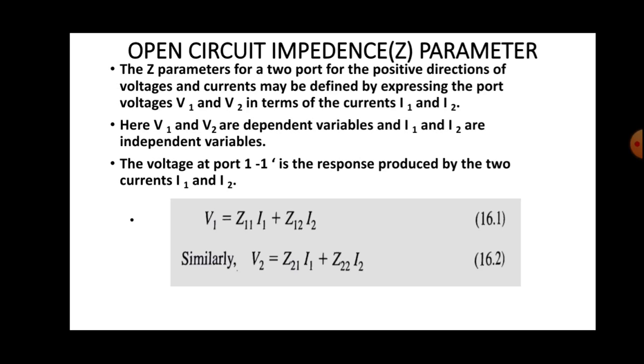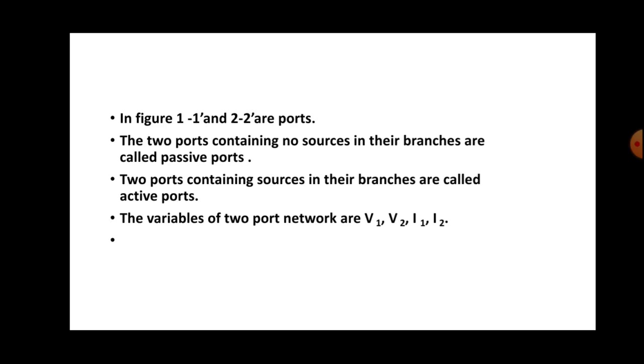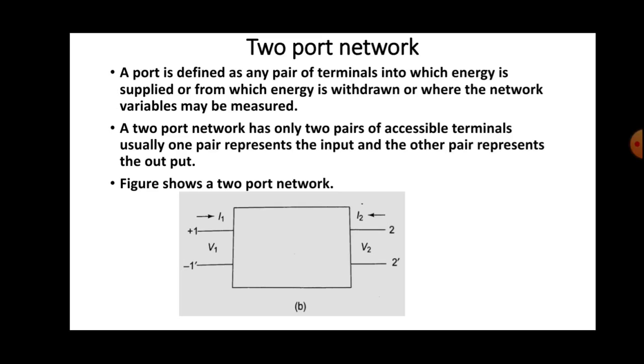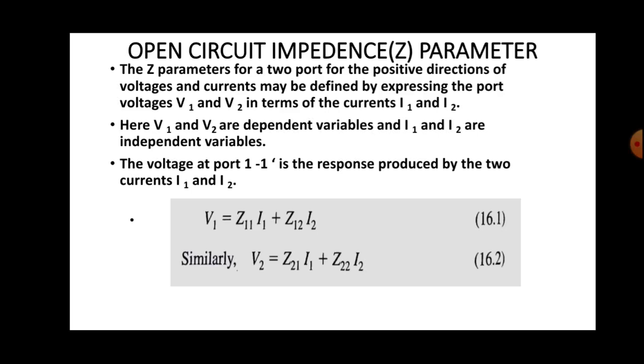The Z parameters for a two-port for the positive directions of voltages and currents may be defined by expressing the port voltages V1 and V2 in terms of the currents I1 and I2. So here we have a two-port network. For getting the impedance parameters, we will represent V1 in terms of I1 and I2. Similarly, V2 also we will represent in terms of I1 and I2.